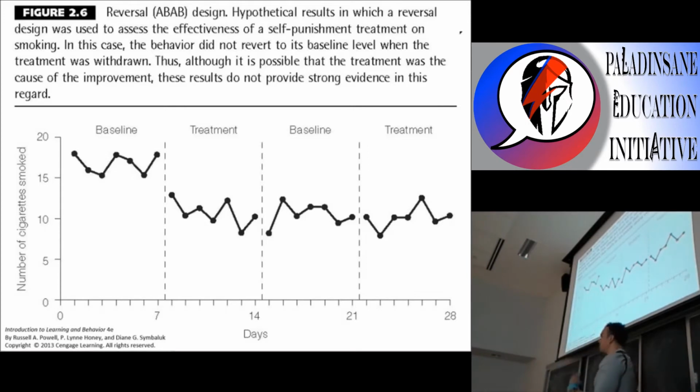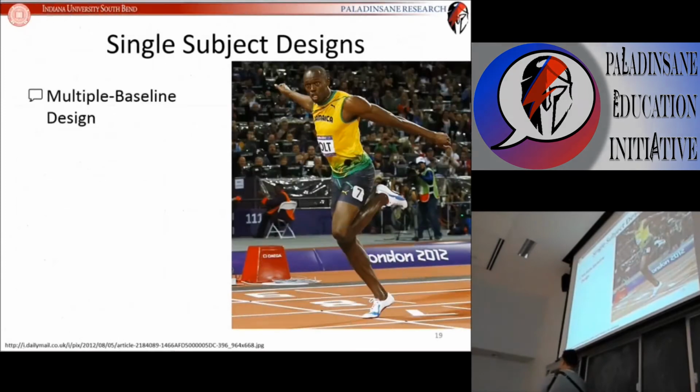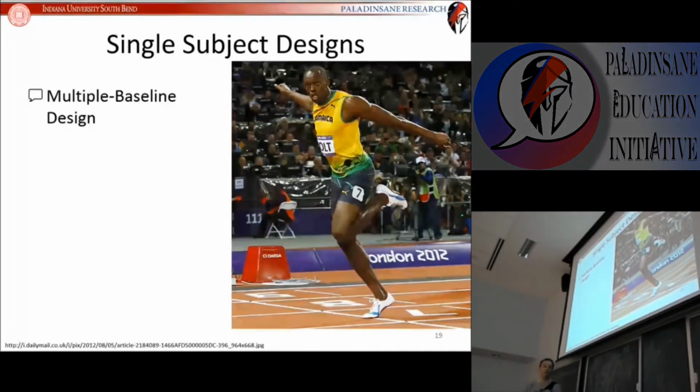So sometimes you cannot reverse the treatment. Sometimes it's unethical to reverse the treatment. So occasionally, if the subject is a harm to themselves or could be dangerous to others, you wouldn't want to reverse the treatment. But at the same time, you still need to know, is it the treatment that did it, or is it some other factor? So in these cases, you can use another technique called the multiple baseline design.